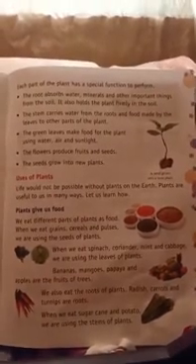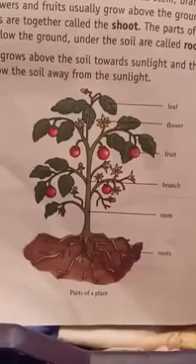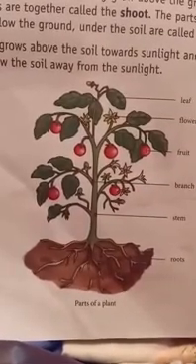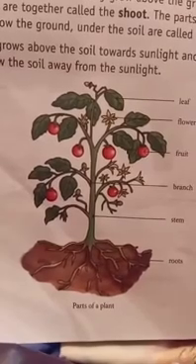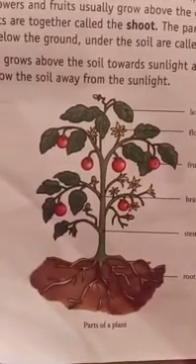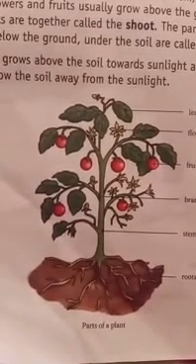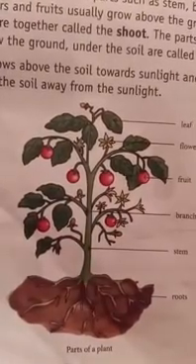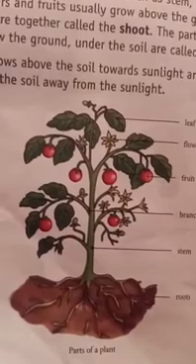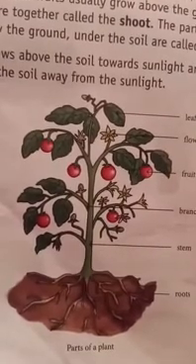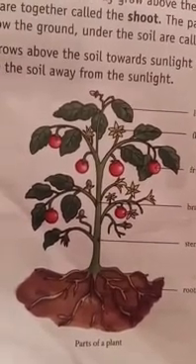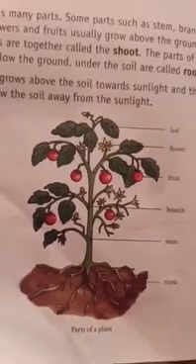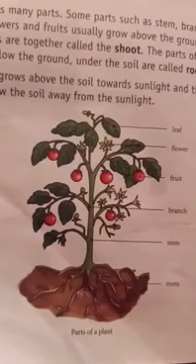And these green leaves make food for the plant with the help of water, air, and sunlight. And these flowers, later on, will produce fruits and seeds. And from these fruits and seeds, again, it will grow into a new plant. That is about the special functions performed by the different parts of a plant.